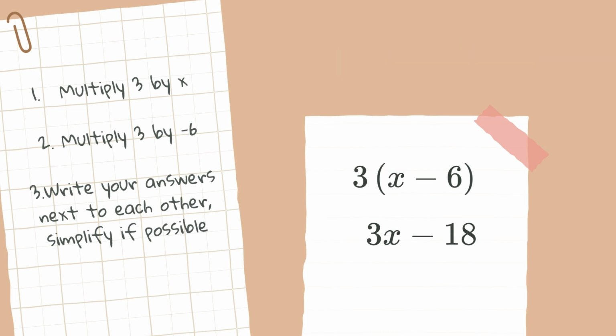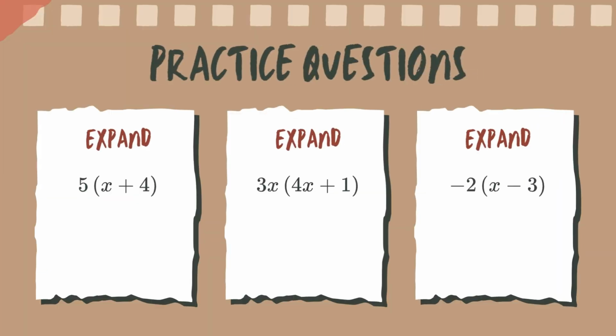Now let's have some practice questions. The first one, 5, and then we have x plus 4 in brackets. The second one, we have 3x, then we have 4x plus 1 in bracket, and then the third one, we have minus 2, and then we have x minus 3 in brackets.